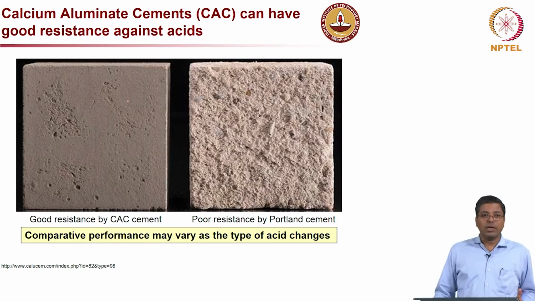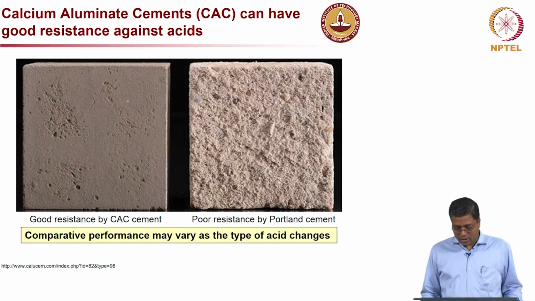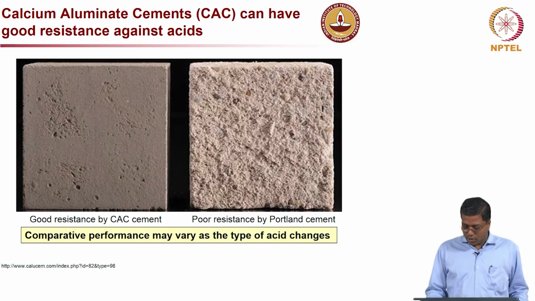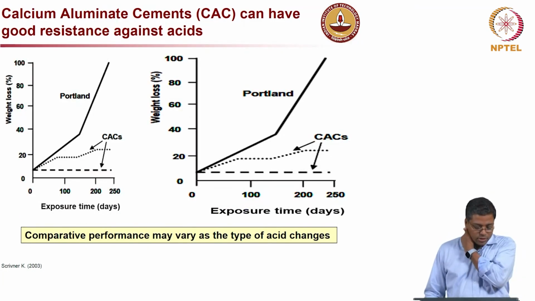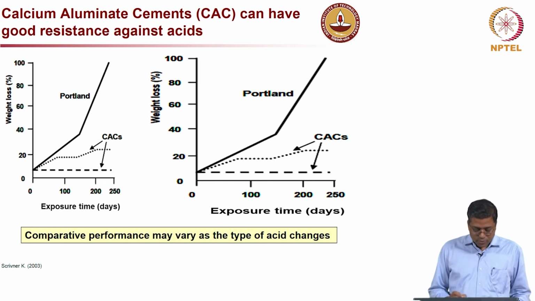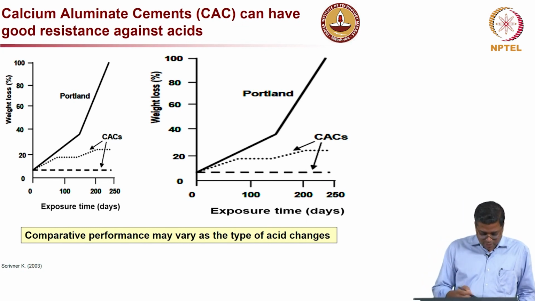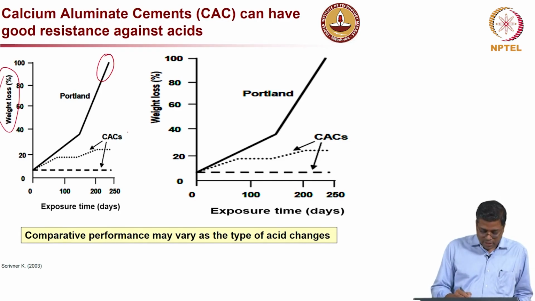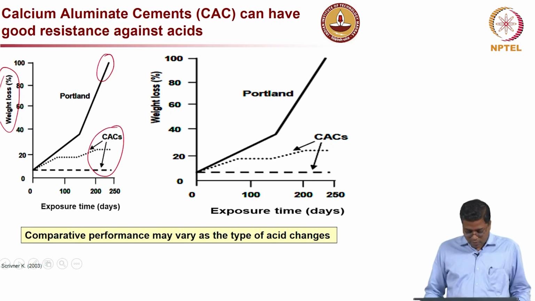However, there are publications which say that in some cases the resistance might vary from case to case or from acid to acid. So, you have to really look at what type of acidic conditions you will have, and then accordingly decide on the type of cement used. And this is another case from the same literature, showing that the Portland cement system will have much more weight loss or more degradation as compared to CAC systems when it is exposed to acids.